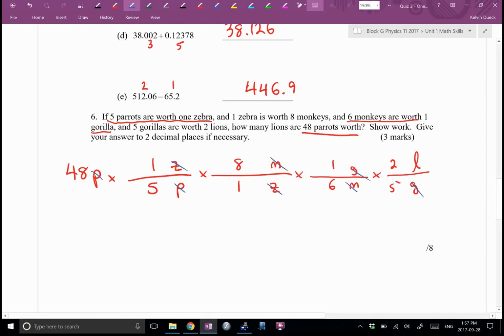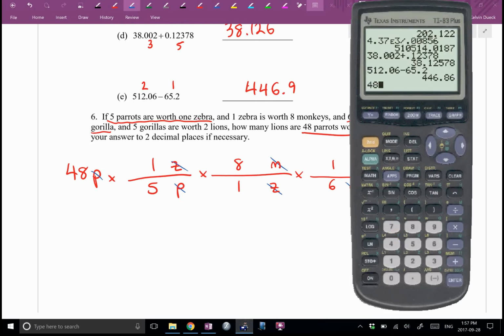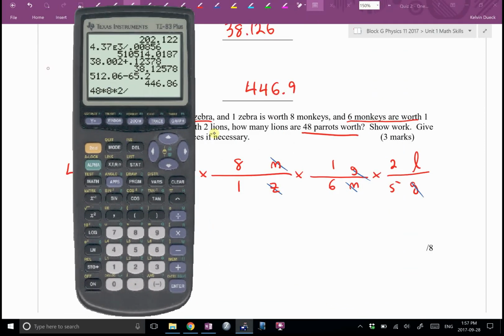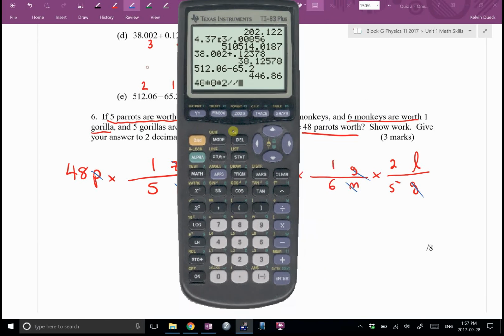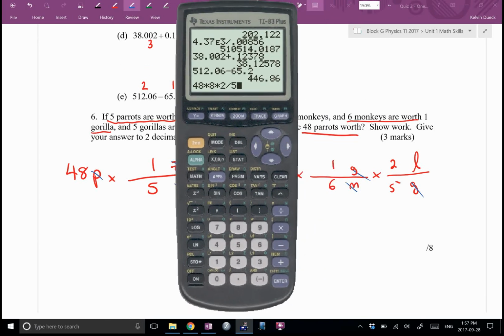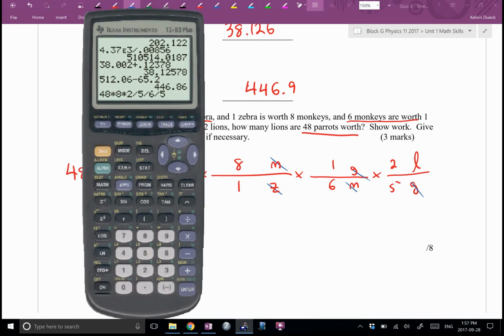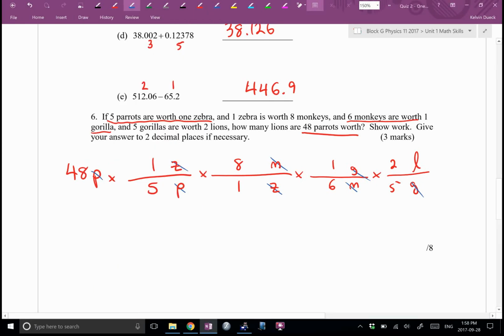And this, lo and behold, will get me into lions. Anything on top, I'm going to multiply. Any number on the bottom, I'm going to, everybody, divide, and I'm going to ignore the ones. I don't know if this will work out evenly. I somehow doubt it will. 48 times 8 times 2 divided by 5 divided by 6 divided by 5. I think that's right. Do you get 5.12? Now, you're going to say, Mr. Dewick, how can you have 5.12 lions? If you rounded to 6 or to 5 here, I'd be okay with that. But let's do the whole thing.